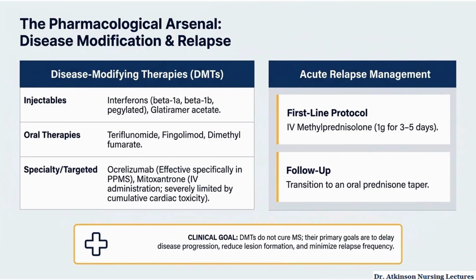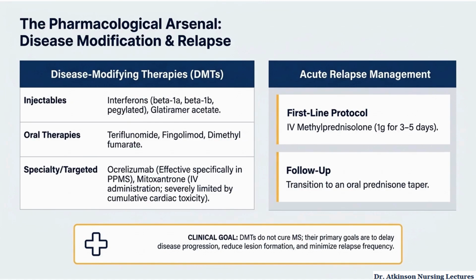preservation. MS treatment focuses on slowing progression and reducing relapses. Disease-modifying therapies, or DMTs, work by suppressing or altering immune system activity. Some are injectable medications, like interferons and glatiramer acetate. Others are oral therapies, such as fingolimod or dimethyl fumarate. More advanced or targeted therapies, like ocrelizumab, are especially important in progressive forms of MS.